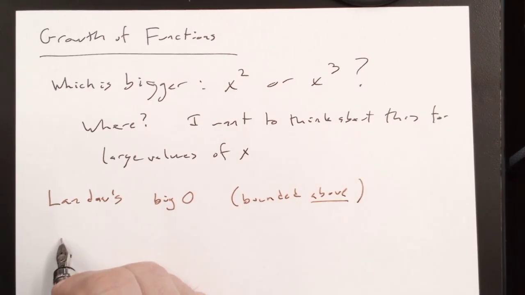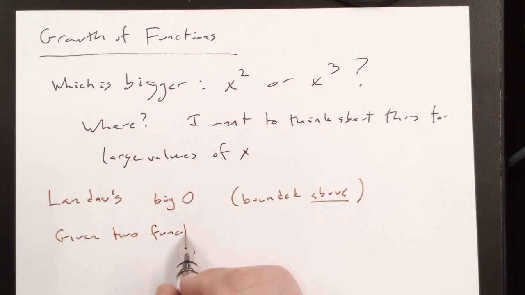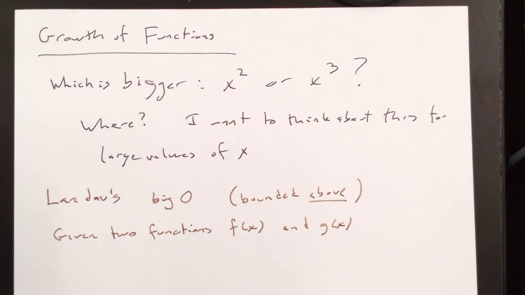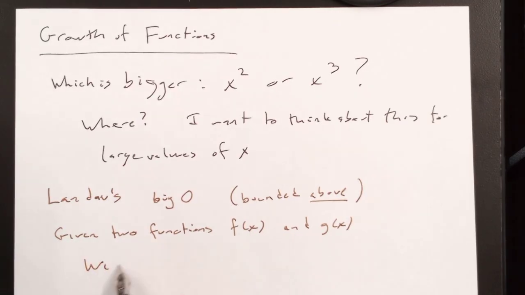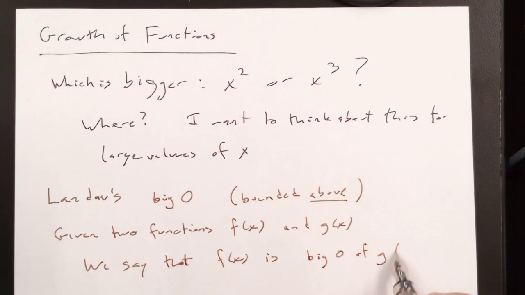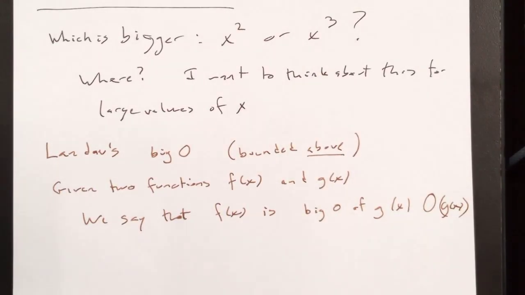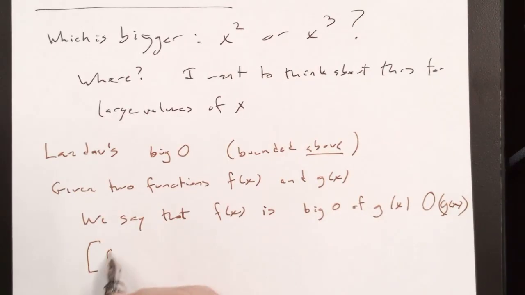So if I've got two functions, I'm going to say that f of x is in the category of being bounded by g of x, by saying that it is big O of g of x. And we'll write that as f of x is big O of g of x. We can also say that f belongs to the group of functions. So sometimes we'll write f is an element of the set big O of g.